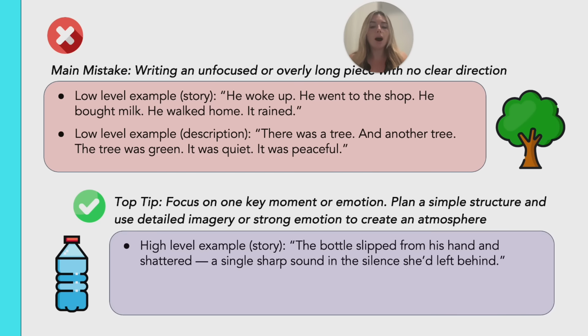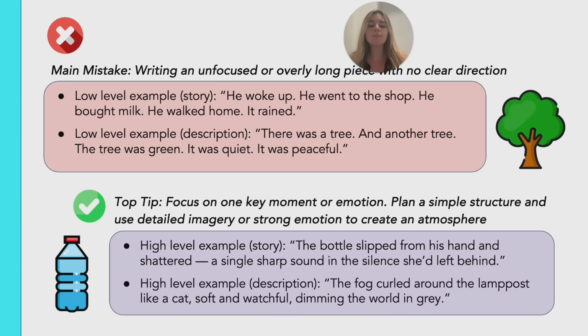So, for example, a high level example in a story is: the bottle slipped from his hand and shattered. A single sharp sound in the silence she left behind. So you can see here, this is creating tension. You can see I've got that dash after shattered, and it creates a pause, a single sharp sound. I'm describing it, but it's going to be adding to my story.